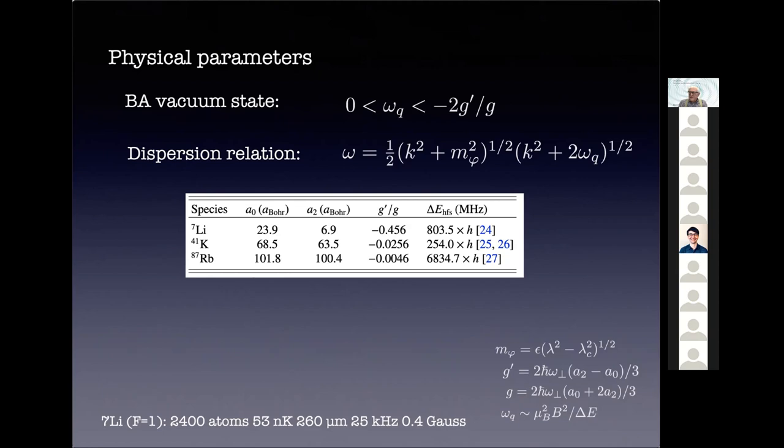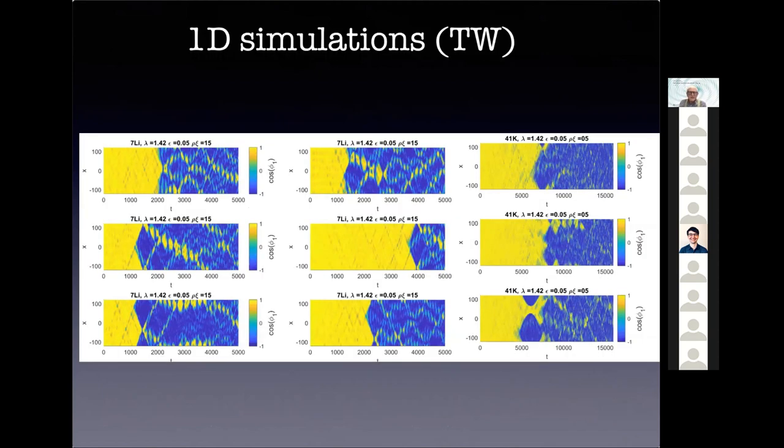So in the paper, we give results from Kate's numerics. These are 1D simulations. As usual, we plot the space coordinate vertically and the time horizontally. Unlike Jonathan, people always plot the other way. Anyway, space is vertical here, time is horizontal, the false vacuum state is yellow, the true vacuum state is blue. The first two columns are lithium, the third column is potassium.